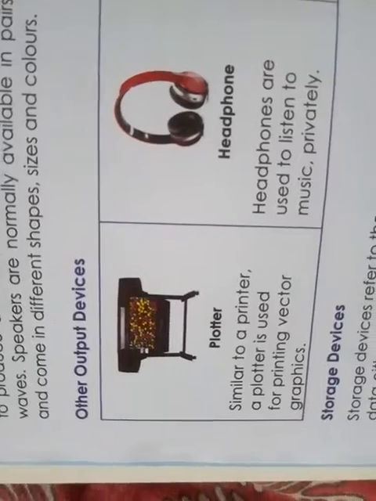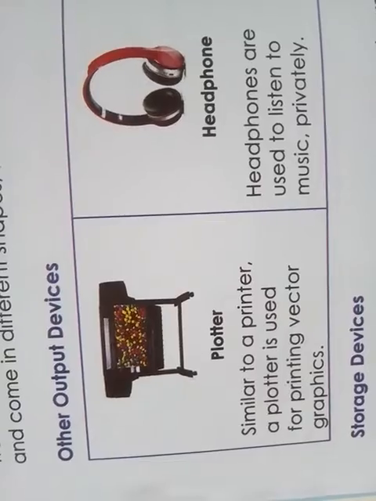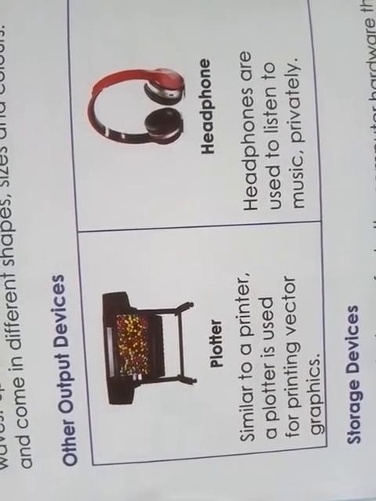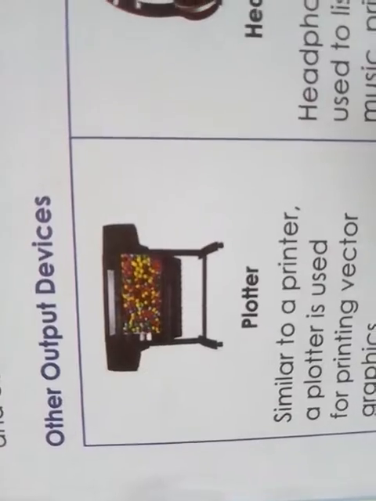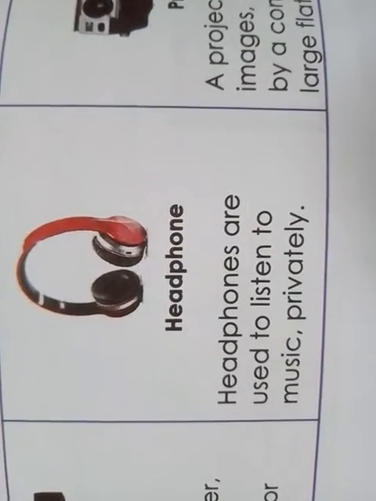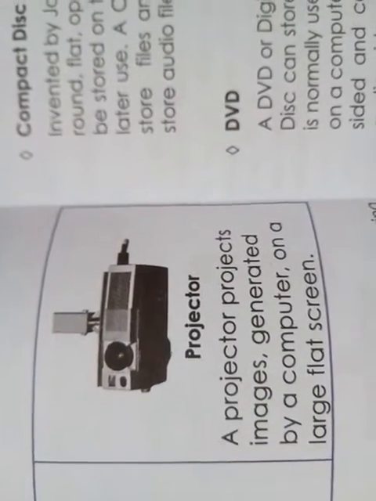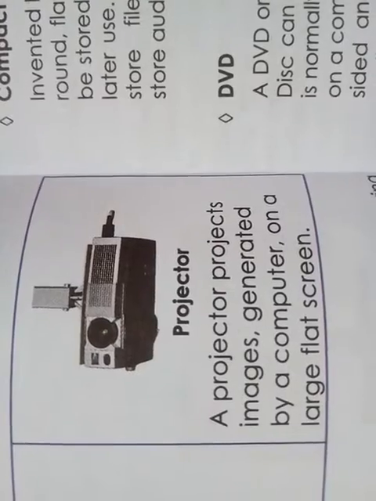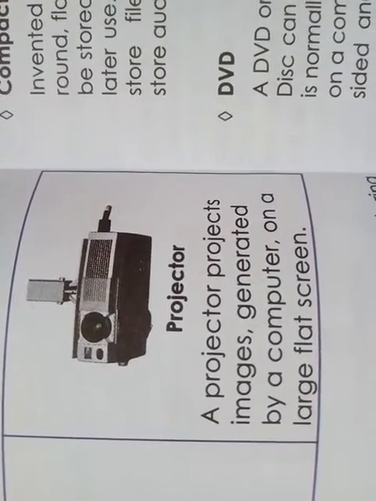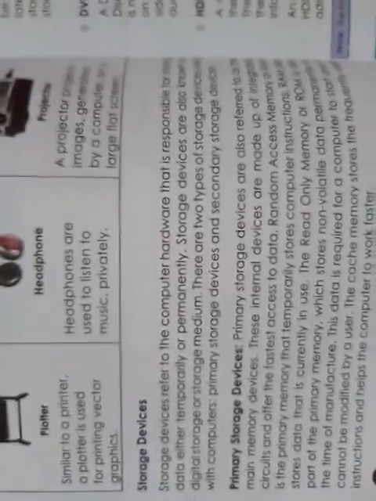Here are the other output devices. You can see the plotter. Similar to a printer, a plotter is used for vector graphics printing. Next is headphones. Headphones are also output devices, used to listen to music privately, meaning no one else can hear your earphone sound. Then projectors also. A projector projects images generated by a computer onto a large flat screen. A projector is the same as a monitor screen, but it displays a bigger screen.